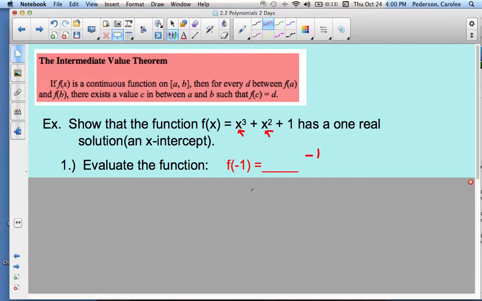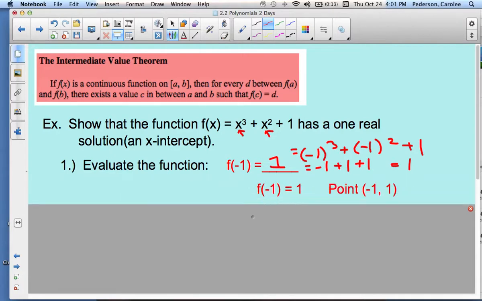So I get negative 1 cubed plus negative 1 squared plus 1. Negative 1 times negative 1 times negative 1 is negative 1. And then over here, negative 1 squared is 1, and then plus 1. When we're done, we get a value of 1. So f of negative 1 represents an ordered pair. So this is our first point on our graph, negative 1, 1.